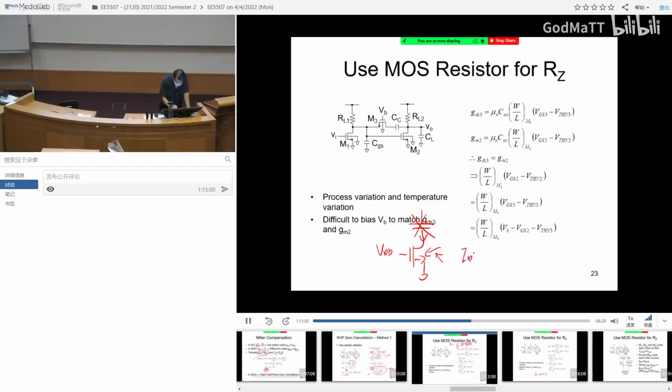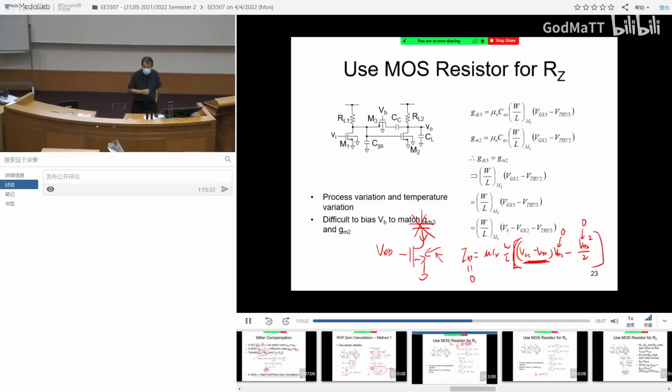The current becomes μn COX W over L, (VGS minus VTH) VDS minus VDS squared over 2. This is the linear region equation. Now, can this guy become 0? Possible. Although VGS minus VTH is not 0, if VDS equals 0, this term equals 0, and the whole current is 0. Right?